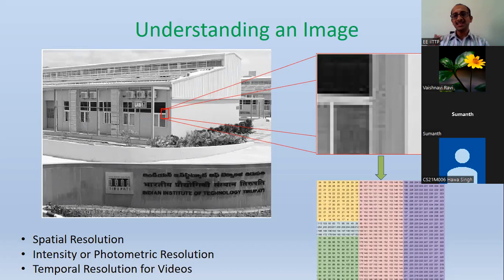Whereas if you want to capture the variations of an arc, for example, or bullet firing experiments, you need to have a much higher camera frames per second, a higher frame rate as we call it. That is referred to as temporal resolution.